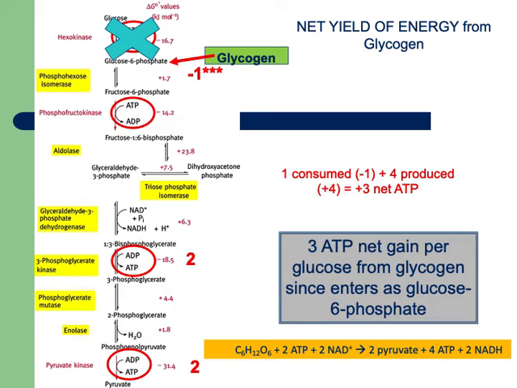So the net yield from glycolysis from 1 glycogen molecule of glucose is 3 ATP, because the glucose from glycogen enters at the second step, which is glucose 6-phosphate. So therefore, we only have 1 ATP being consumed from glycolysis at step 3. Then we have the production is the same in step 6 and step 9. So we have 1 consumed plus 4 produced is equal to 3 net ATP. So glucose coming from the stored form of carbohydrate, which is glycogen, has a higher energy yield. It can produce 3 ATP and not 2.